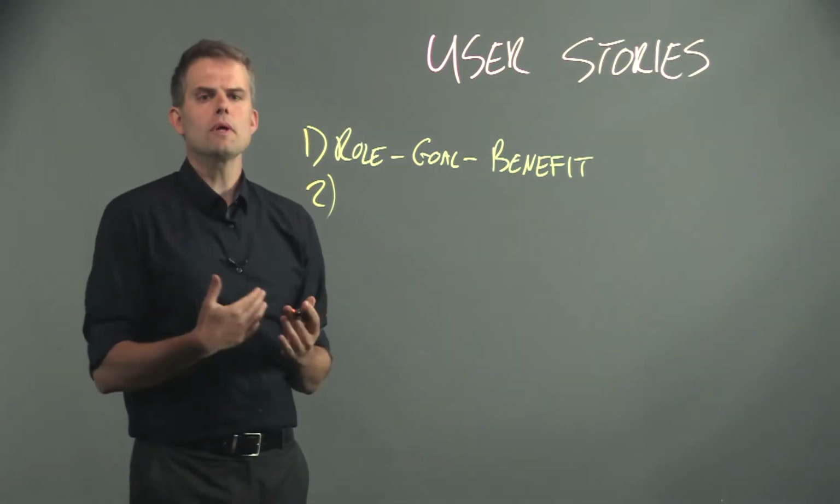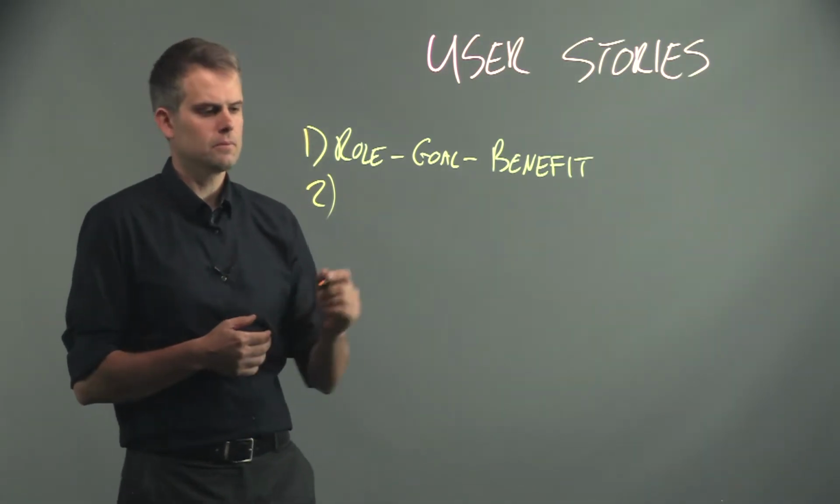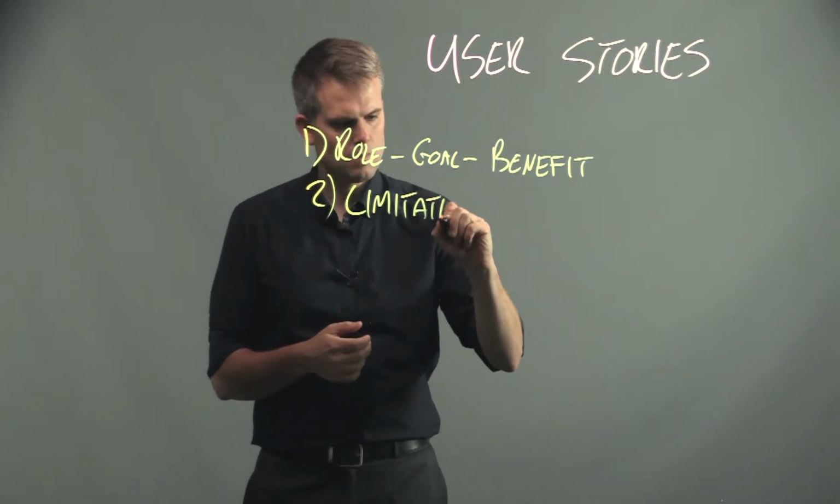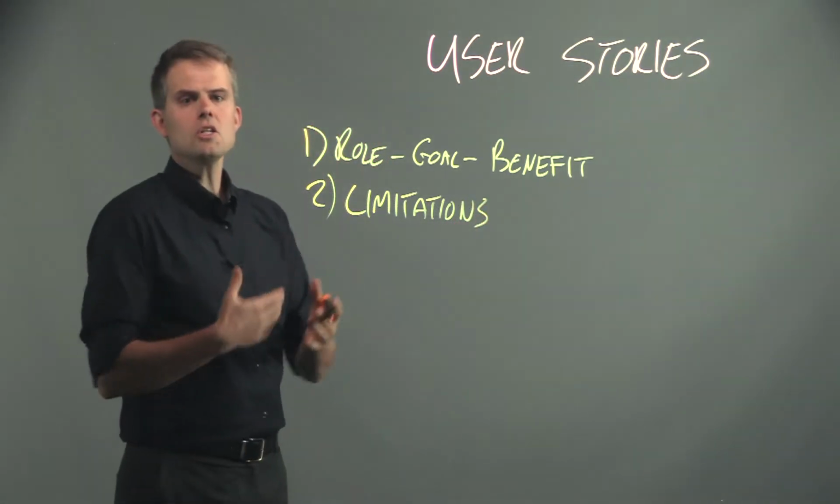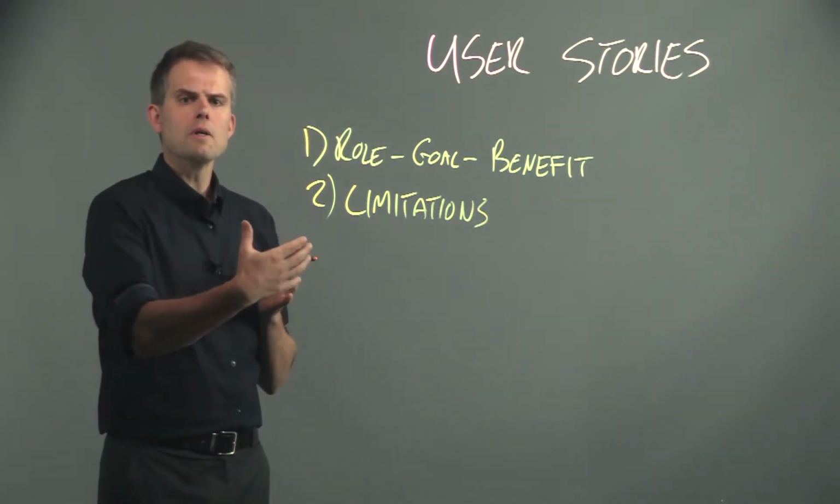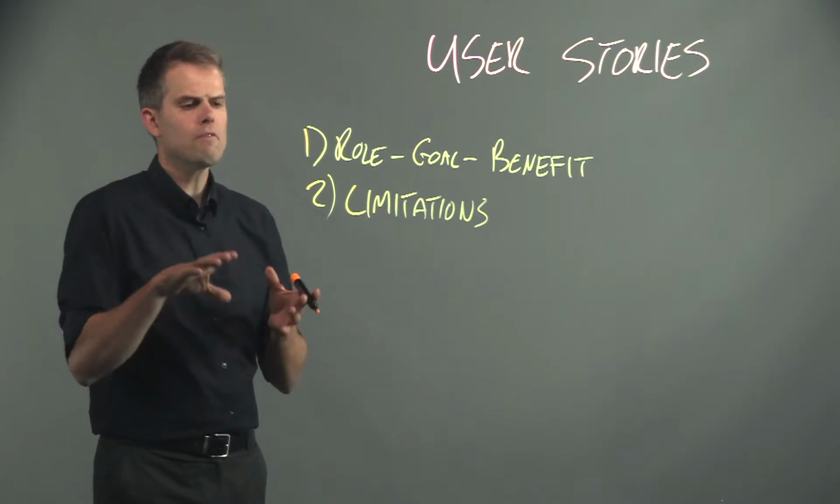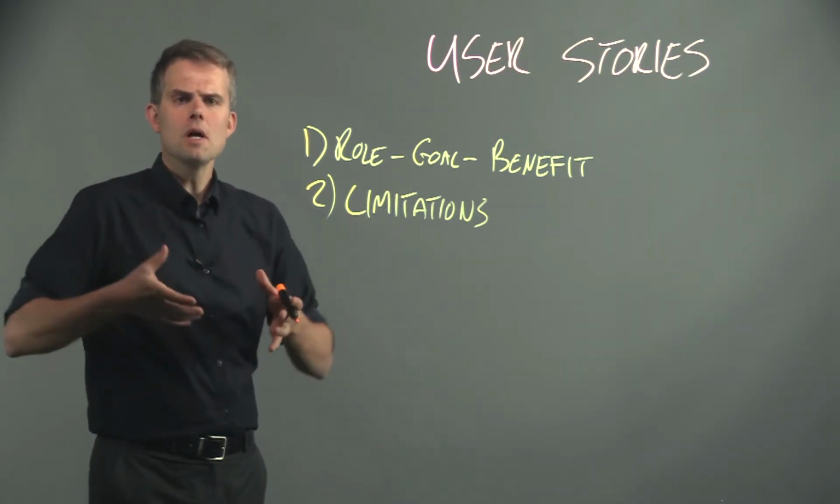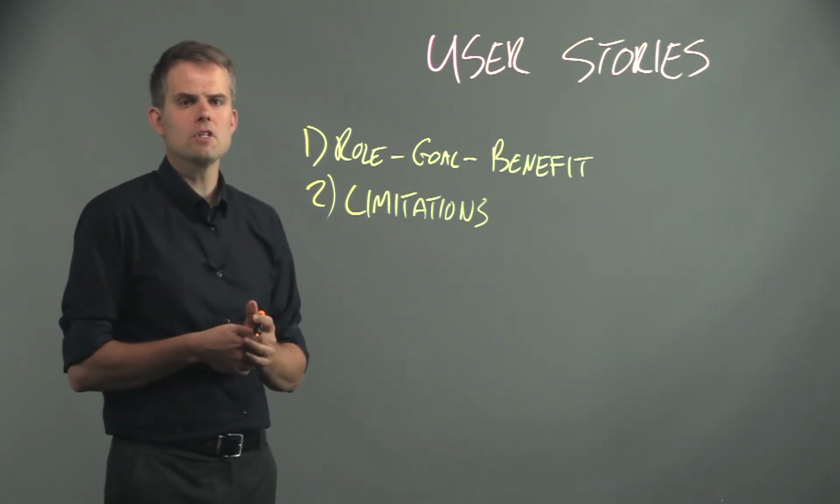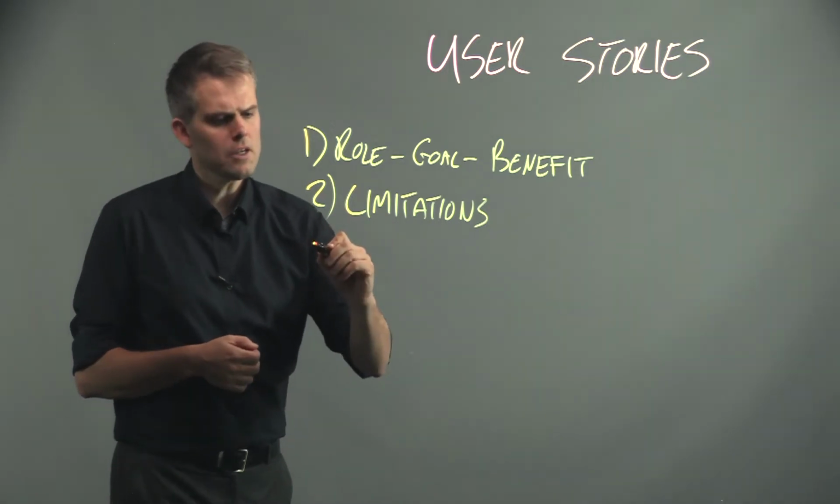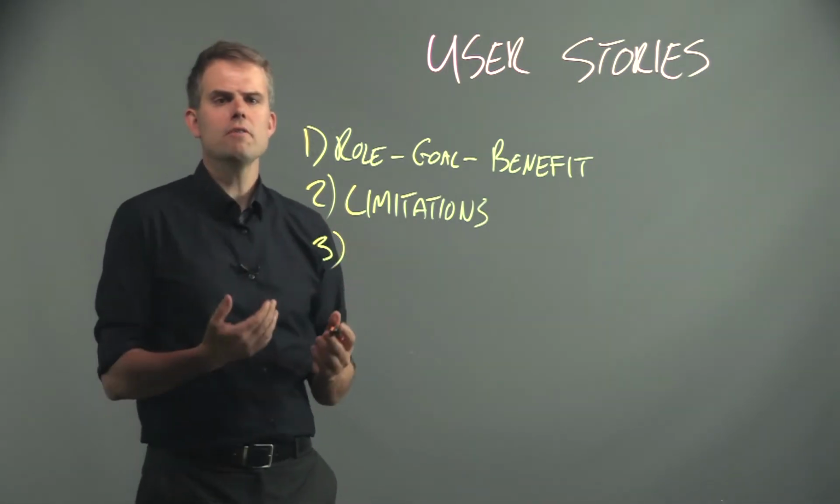Next, the user story will capture the limitations of the feature. So the limitations and clarifications will really scope down the role goal benefit to apply only in the subset of situations that matter for this feature. The next thing that we want to keep track of is known as the definition of done.